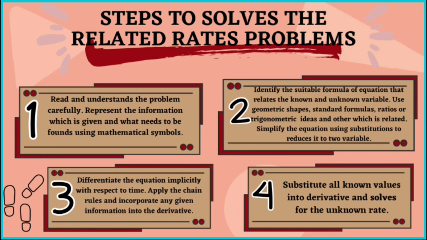Simplify the equation using substitution to reduce it to two variables. The third step is to differentiate the equation implicitly with respect to time, applying the chain rule, and incorporate any given information into the derivative. The last step is to substitute all known values into the derivative and solve for the unknown rate.